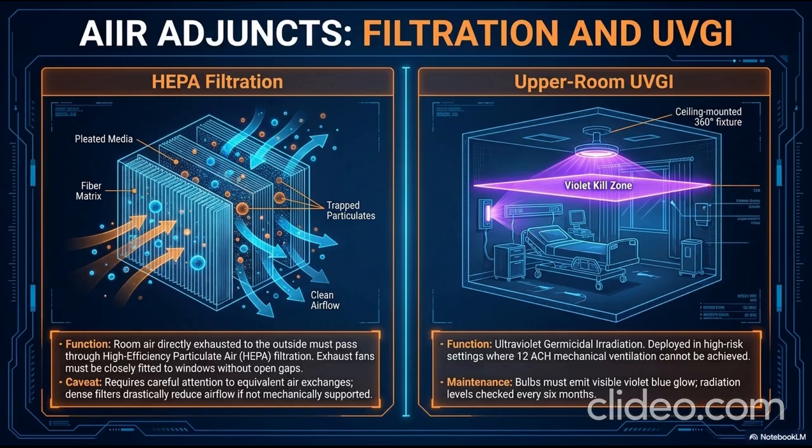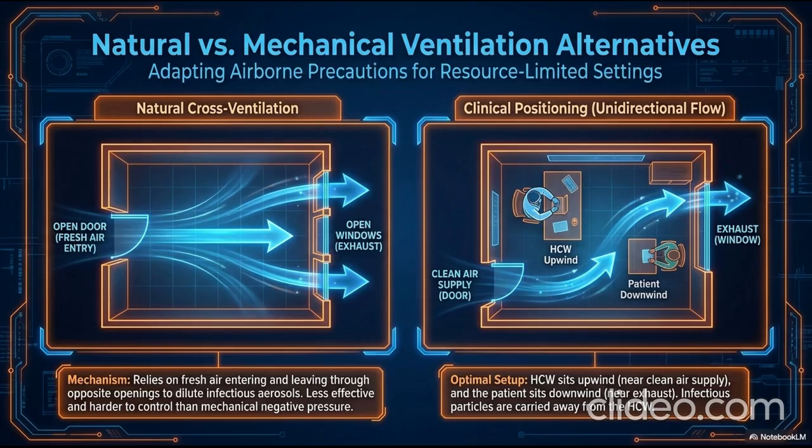Slide 14. Synthesis. The TBP application matrix. This matrix synthesizes our protocols. Note that hand hygiene is the universal constant. Contact precautions mandate gloves and gowns. Droplet precautions mandate the surgical mask. Airborne precautions mandate the N95 and negative pressure. A critical reminder for MDs, PPE is our final barrier, but it is only as effective as the sequence in which it is donned and, more importantly, doffed to prevent self-contamination.